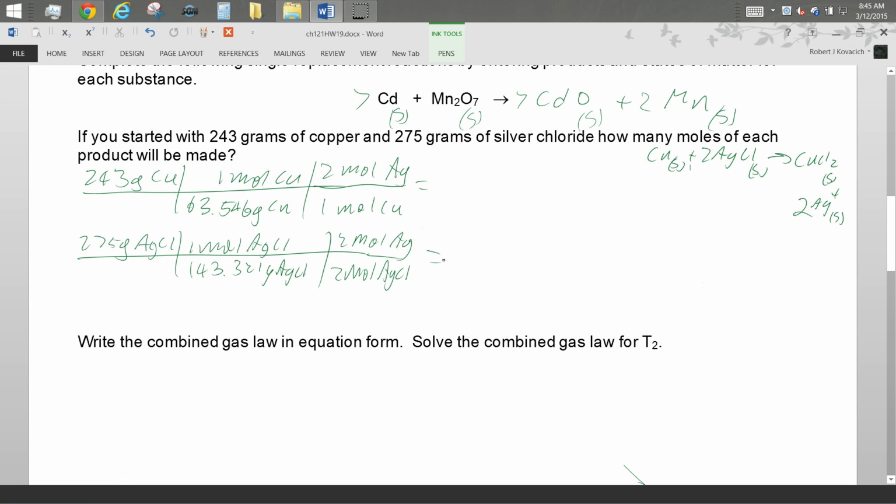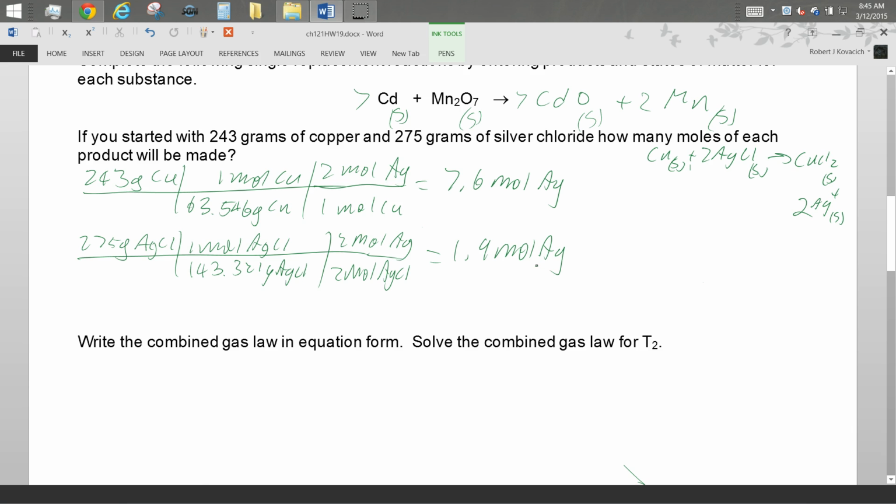All right, so 243 divided by 63.546 times 2. And so this is 7.6 moles. And then 275 divided by 143.321 is 1.9 moles.